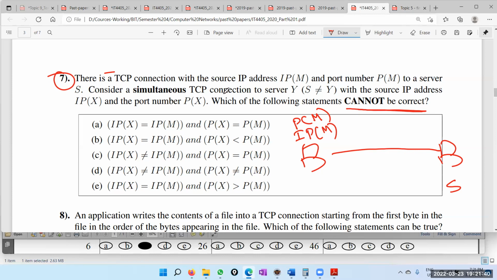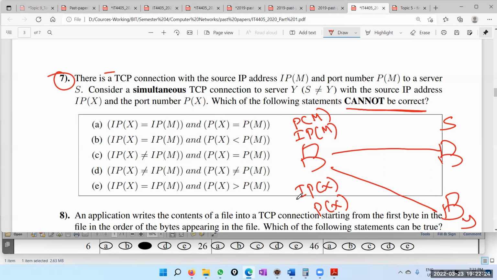Consider a simultaneous TCP connection to server Y. There's another server, that means. So this is server S, and there's another server Y. Server Y, S is not equal to Y. That means there are two different servers. With the source IP address IPX, now there's another connection, right? So they are not talking about a different client. So therefore, obviously it has to be the same client. But there it says the source IP address IPX and the port number PX.